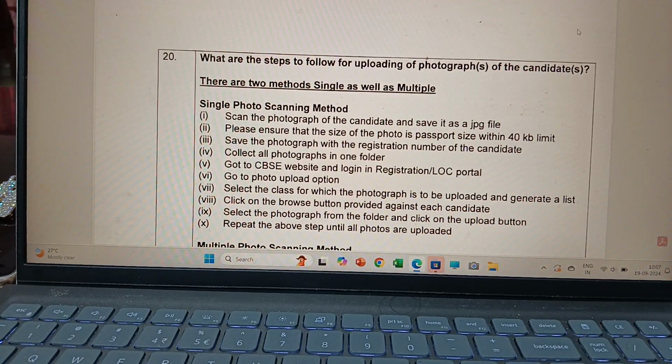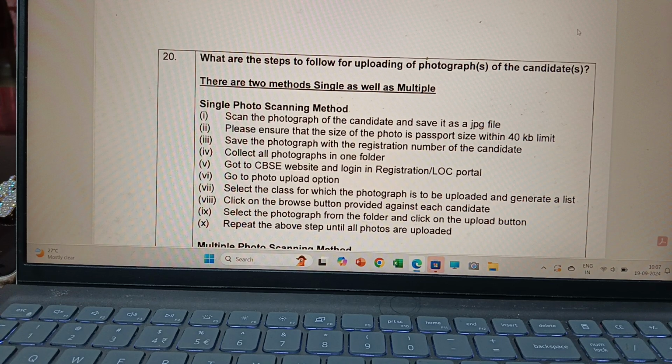20th question. What are the steps to follow for uploading photographs of the candidates? There are two methods, single as well as multiple. Single photo scanning method: scan the photograph of the candidate and save it as a JPG file. Please ensure that the size of the photo is passport size within the 40 KB limit. Save the photograph with the registration number of the candidate. Collect all photographs in one folder.